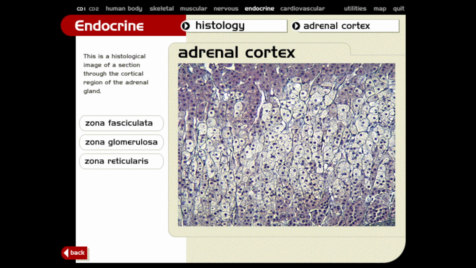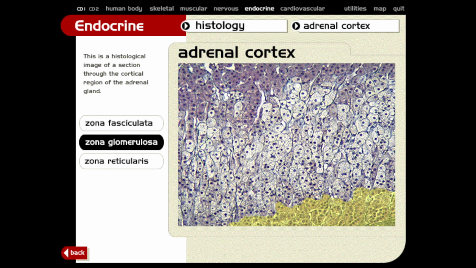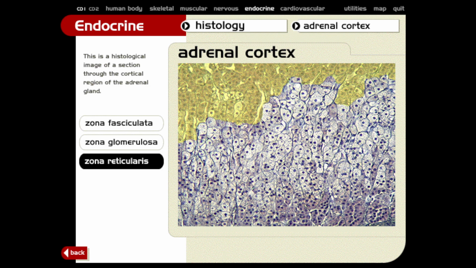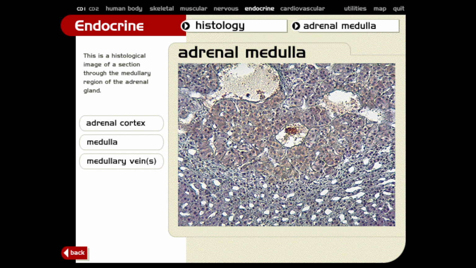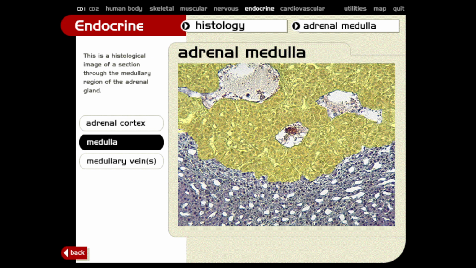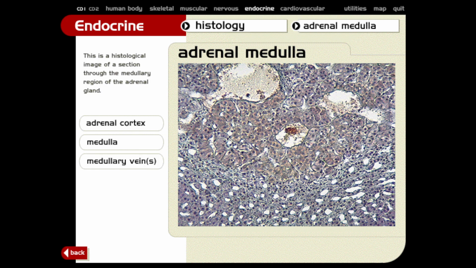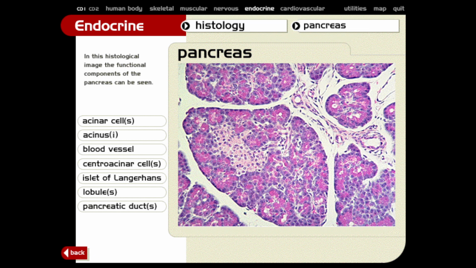This is a histological image of a section through the cortical region of the adrenal gland. This is a histological image of a section through the medullary region of the adrenal gland. In this histological image, the functional components of the pancreas can be seen.